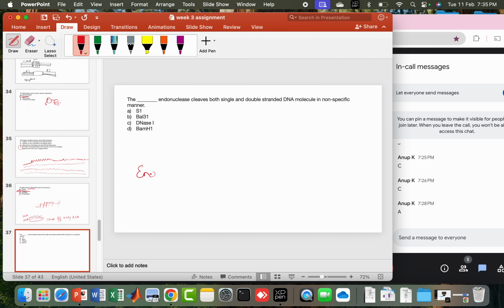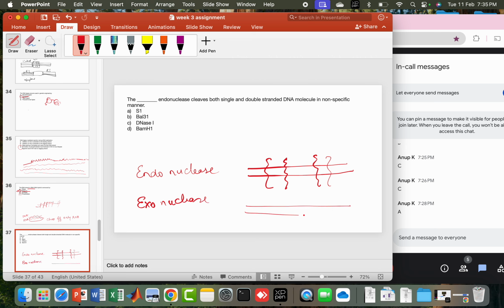So what are endonucleases? As the name suggests, endonucleases are ones which will cleave in between. Okay, they will just cleave in between. And exonucleases, they will chop off the DNA from the ends. They will start chopping off from the ends. So here the question is, which endonuclease will cleave both single stranded and double stranded DNA molecules in a non-specific manner?